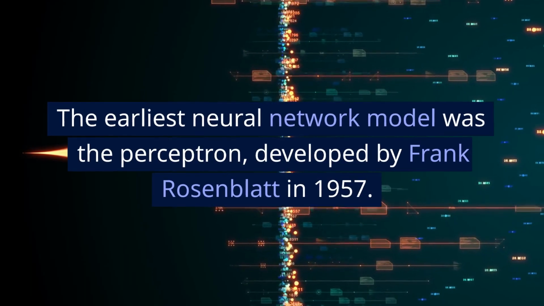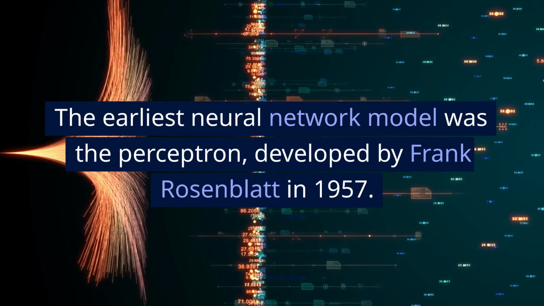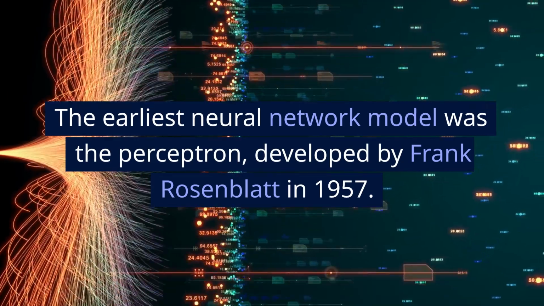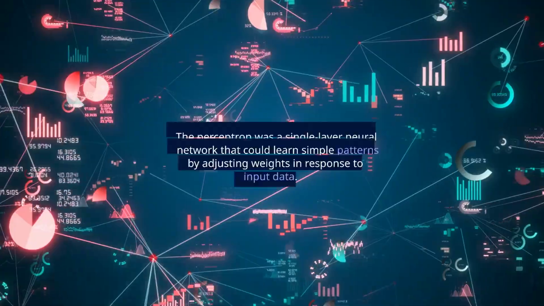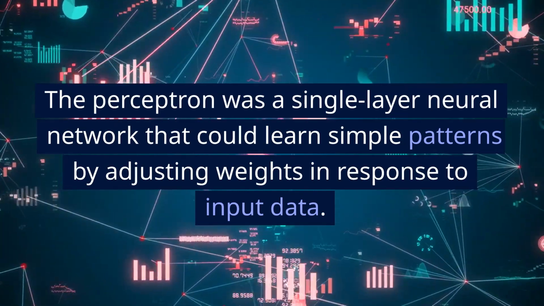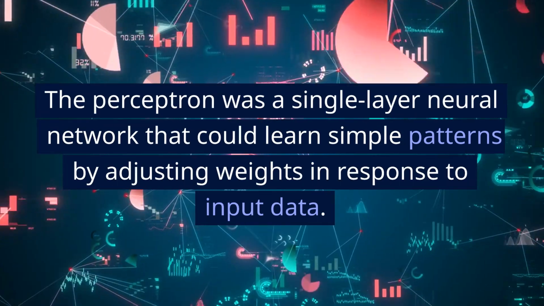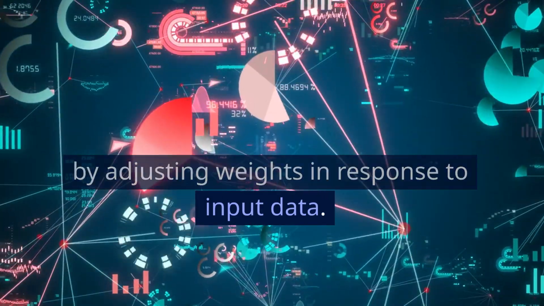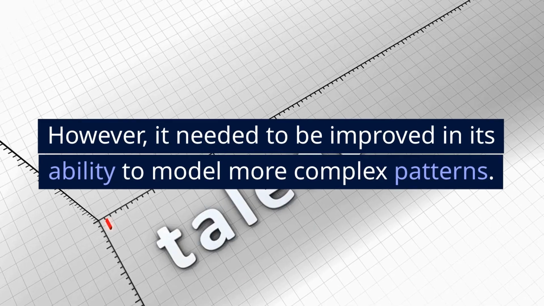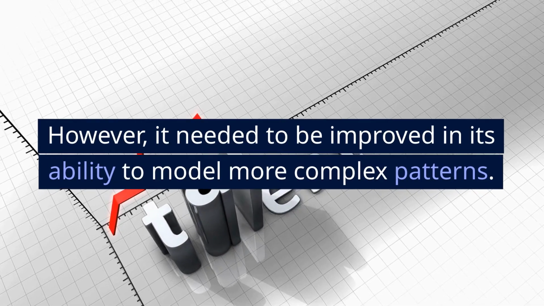Perceptrons. The earliest neural network model was the perceptron, developed by Frank Rosenblatt in 1957. The perceptron was a single-layer neural network that could learn simple patterns by adjusting weights in response to input data. However, it needed to be improved in its ability to model more complex patterns.